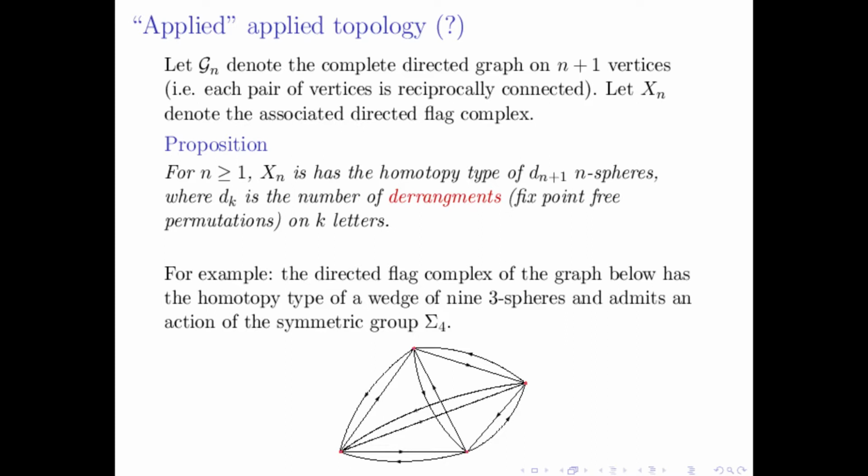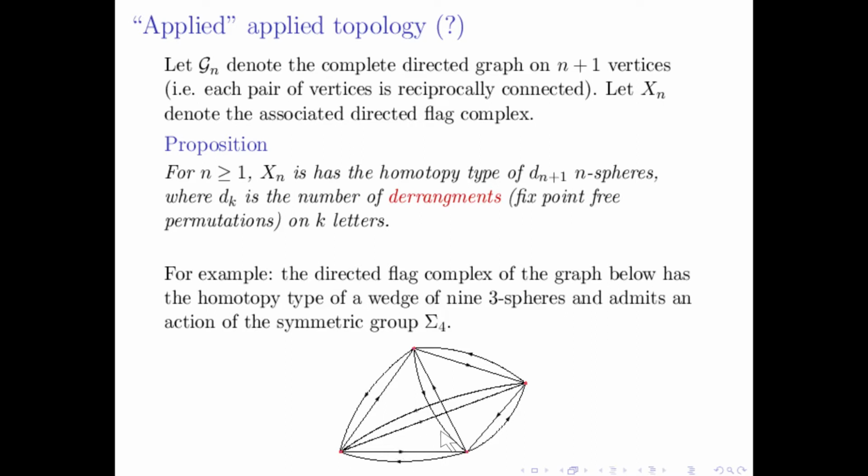Okay? So then you go and start thinking about this, and it turns out that it's not very difficult to prove that this is indeed the case always. Okay, so the proposition is that if you have one of these complexes Xn, then the homotopy type is that of d_{n+1} n-spheres, where d_k is the number of derangements on k points. I don't know a geometric proof of that, but you can prove it very easily in Euler characteristic, which you do know because you know exactly what the simplices are.